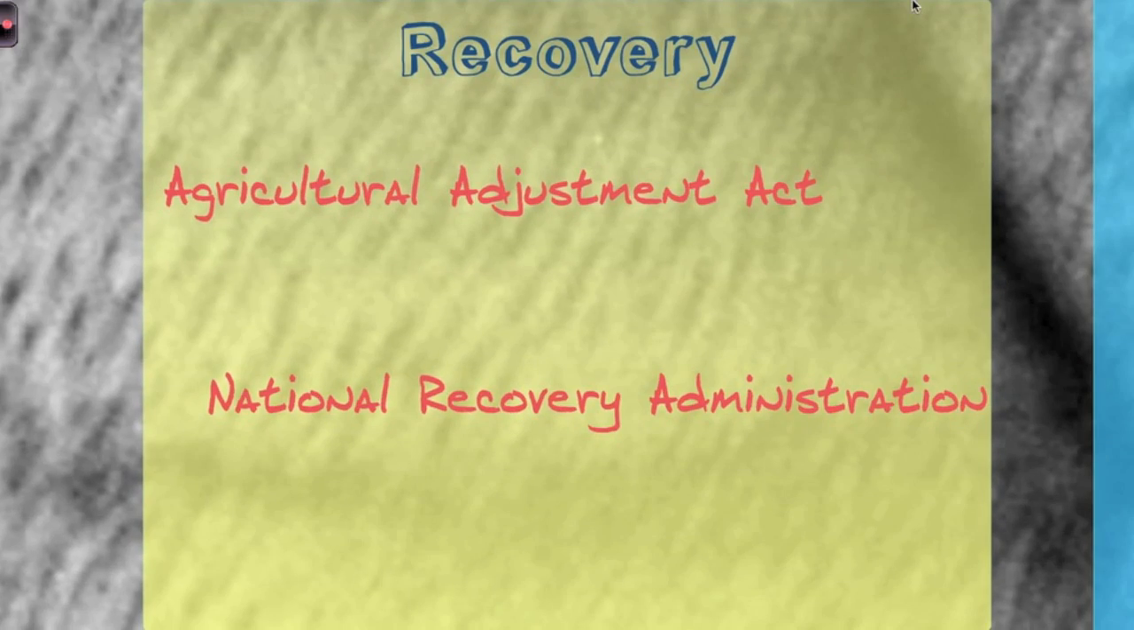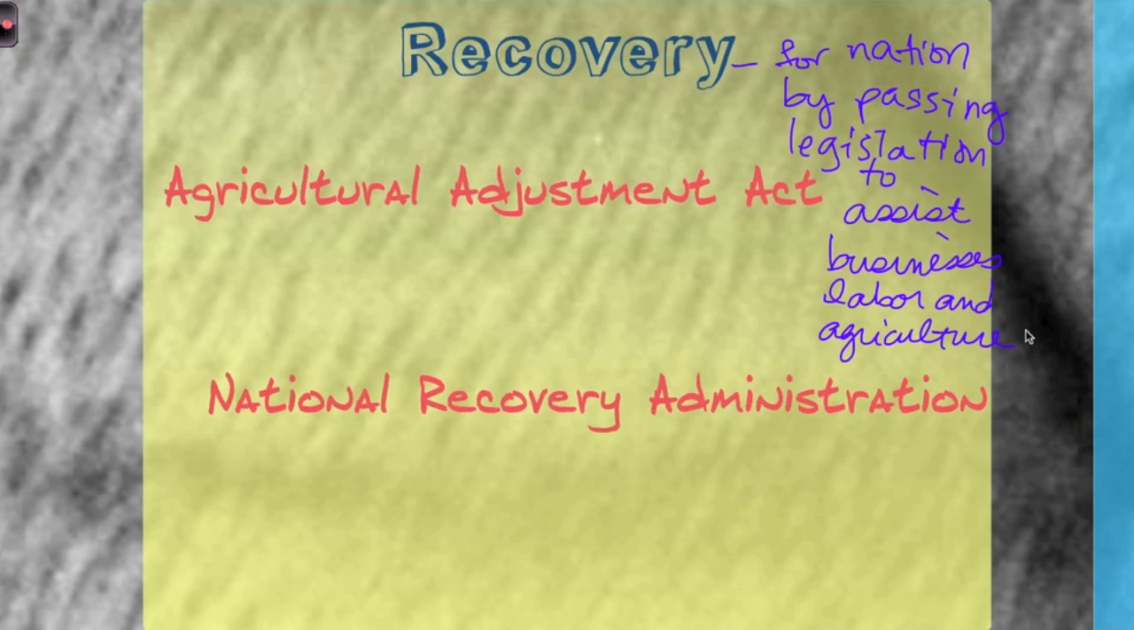Next step with the New Deal is going to be recovery. And the goal for recovery is recovery for the nation. They're going to pass legislation to assist businesses, labor, and agriculture. So some of the programs they're going to have for recovery is the Agricultural Adjustment Act. This one's going to pay farmers to plant less food to try to lead to more demand and crop prices going up. This one's going to end up being pretty controversial. It's going to lead to what we find out is the court packing plan and some of the issues with the Supreme Court during this time.